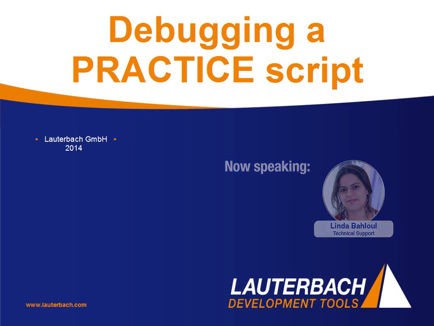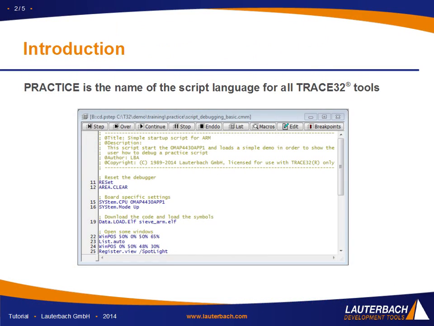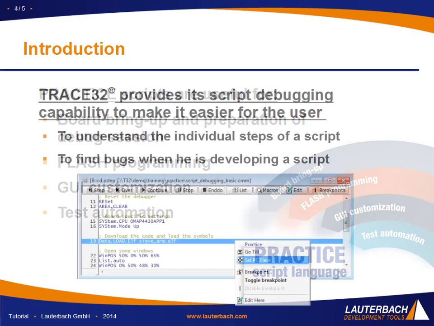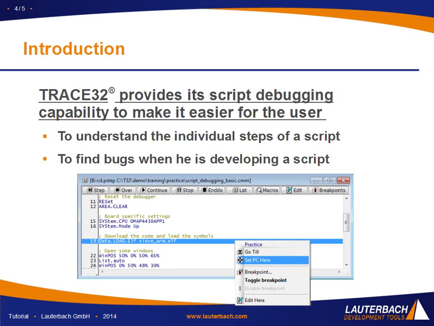A practice script is a file containing a set of practice commands all put together in order to speed up debugging through its automation. Practice scripts are useful for board bring-up and preparation for debugging session, flash programming, GUI customization, and test automation. So TRACE32 provides its script debugging capability to make it easier for the user, first to understand the steps of a script, second to find bugs when someone is developing a script.